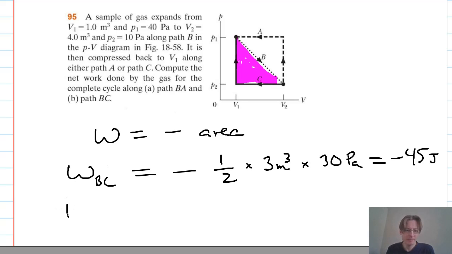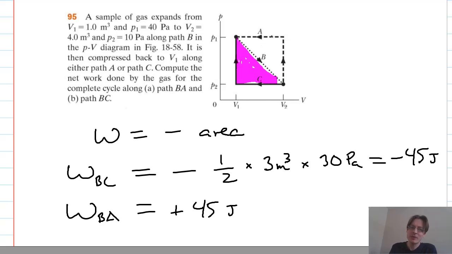What about BA? W_BA, that's a counterclockwise cycle. Notice that you're squeezing the gas back when it's highly pressurized. So along B to A, although the geometric area is the same, the amount of work done is going to be positive 45 joules. Meaning the work input to the engine is 45. You have to put work in. There's no overall advantage in going along BA. You got to put work into the engine to make it run along a counterclockwise cycle.